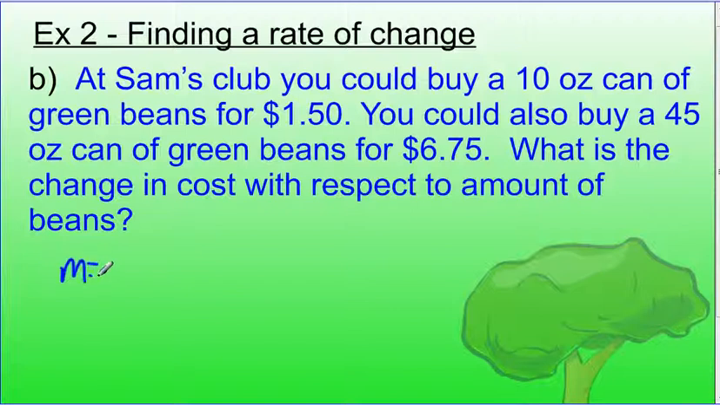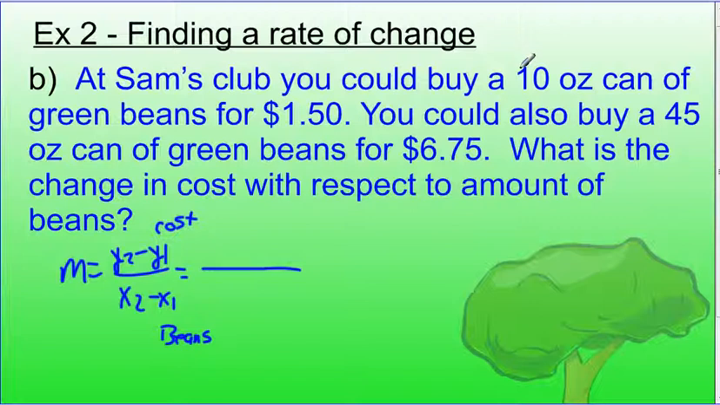Okay, so let's see. M equals y2 minus y1 over x2 minus x1. Now, the problem's talking about cost with respect to beans. Cost with respect to beans. So now we know what our stuff is. I'm just going to write it out, because I find this a little bit confusing. So if I have 10 ounces for $1.50, and on the other side I can get 45 ounces for 6.75.